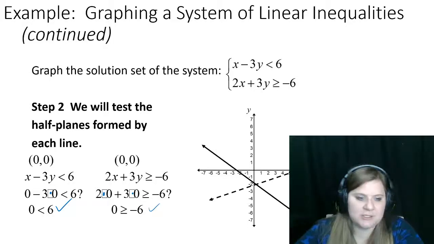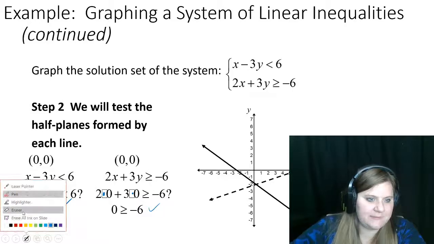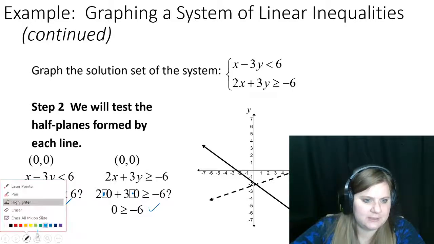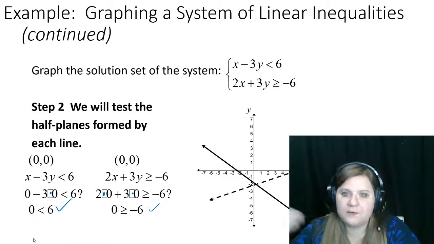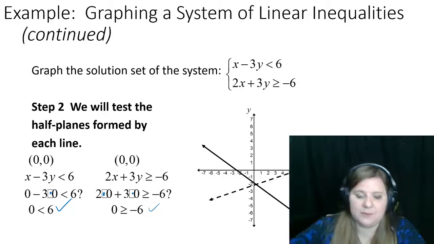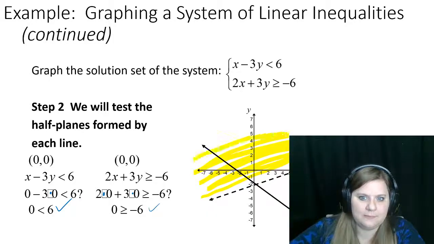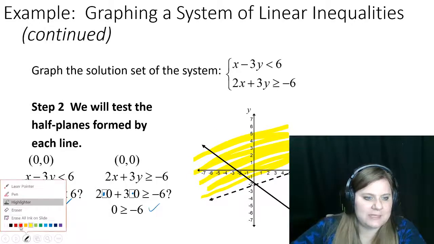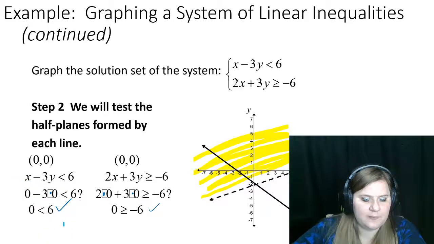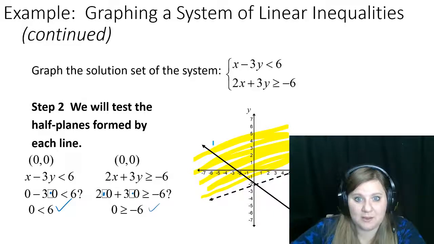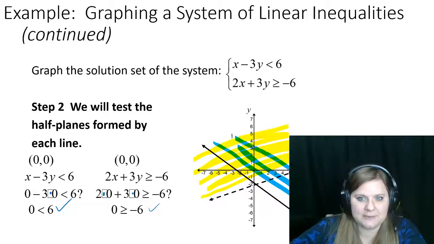So one of the things you have to understand is, if I were to do this in colors, the first inequality was the dotted line. I said it was true, so I'm going to shade on the side of (0, 0). For the second inequality, (0, 0) is true, and that's a solid line. I'm going to shade on the side of (0, 0).